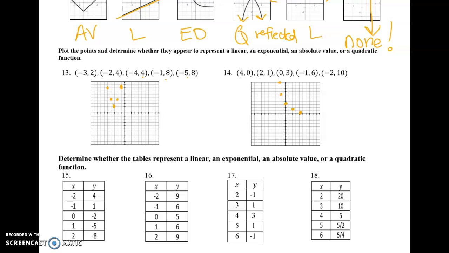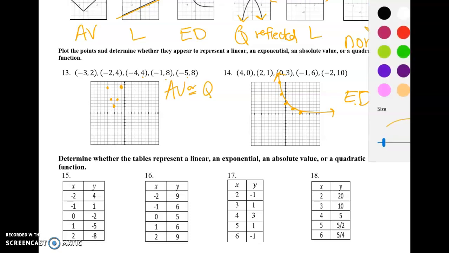All right, so I plotted the points on 13 and 14. 14 is pretty obvious. It's shaped like this, so this is an exponential decay because reading from left to right, it's going down, okay? 13 is not so obvious. It's either absolute value or it's a quadratic. And how do you know what is what?